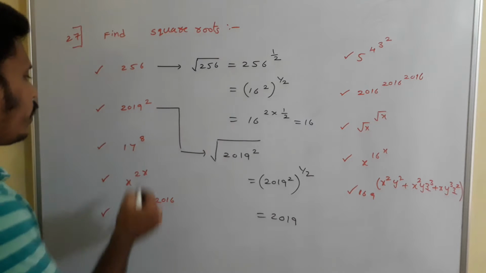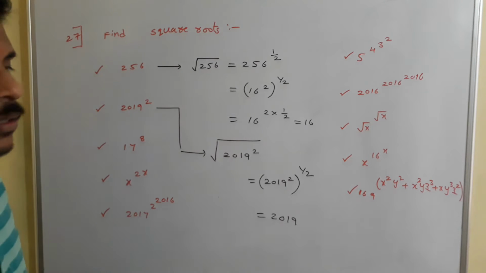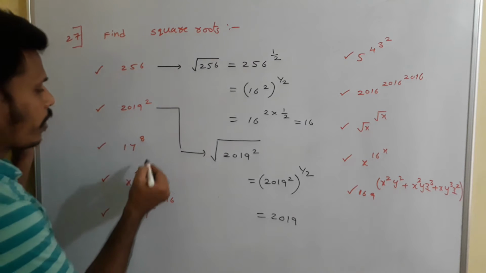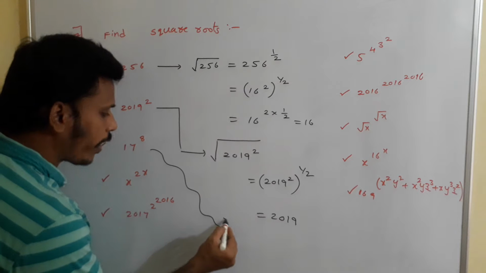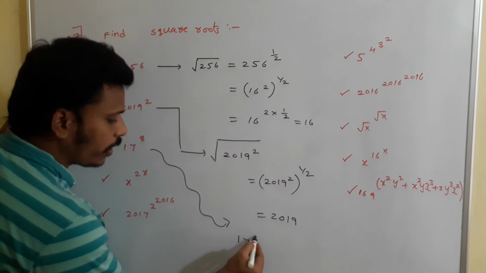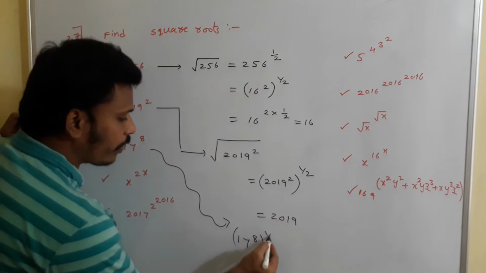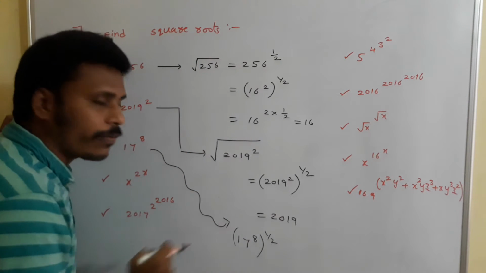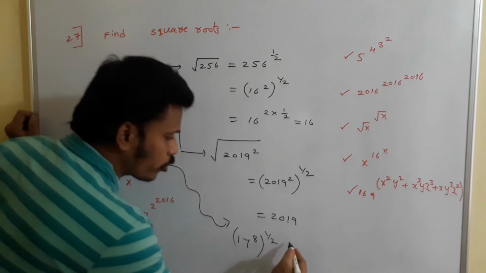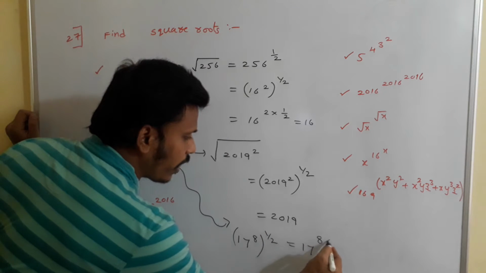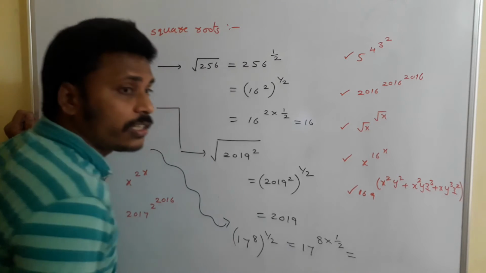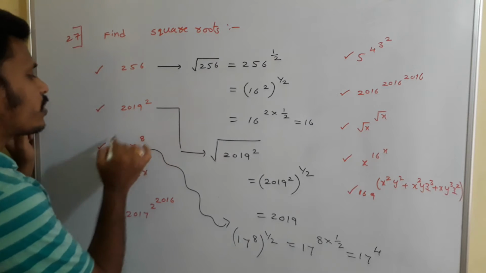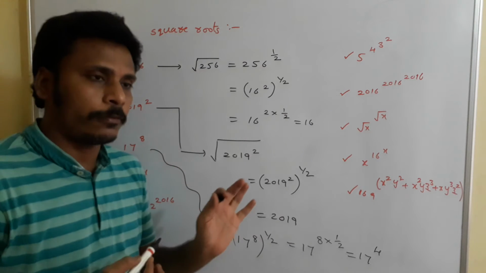Right? And then think about 17 power 8. Copy these two and then we discuss 17 power 8. For 17 power 8, if you wish to find the square root, it is simply the power 1 by 2. Square root of 17 power 8 is 17 power 8 to the power 1 by 2. So you just multiply these two, that is equal to 17 power 8 into 1 by 2, which in turn is nothing but 17 power 4. So finally the square root of 17 power 8 is 17 power 4.